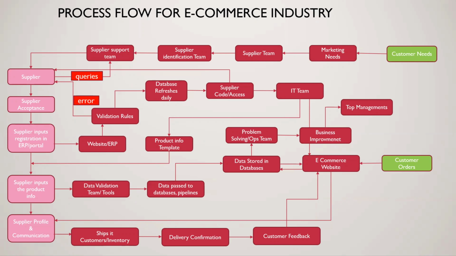And again we'll come back: the supplier inputs the registration, and if it is correct, he receives the product info template, where he fills in all the product details which he wants to put on the e-commerce website. Then it goes to a data validation team and tools, and then it passes through various data pipelines in order to get the data normalized and in a correct form, and then it is stored in a database, and then it is sent to the e-commerce website where the customer orders.